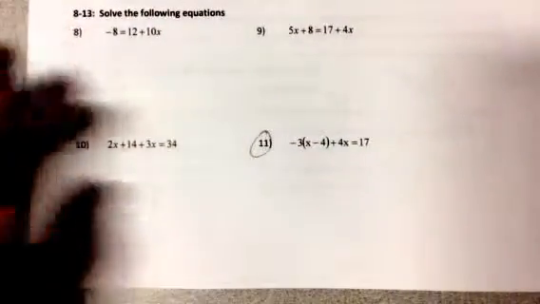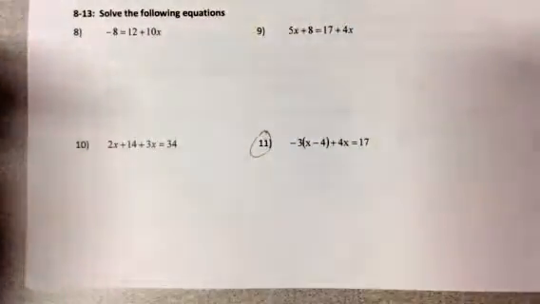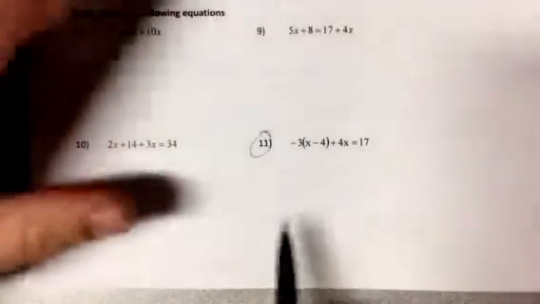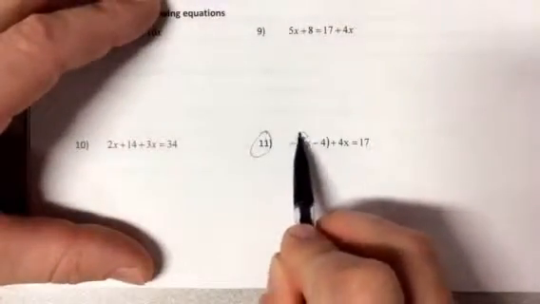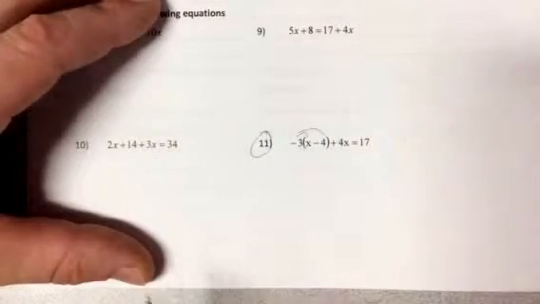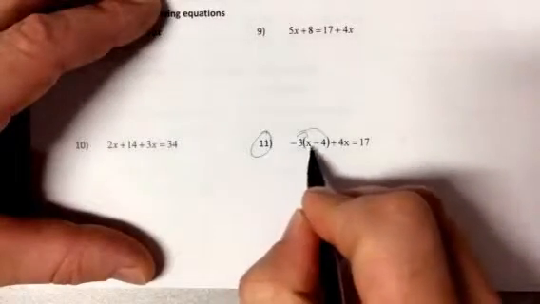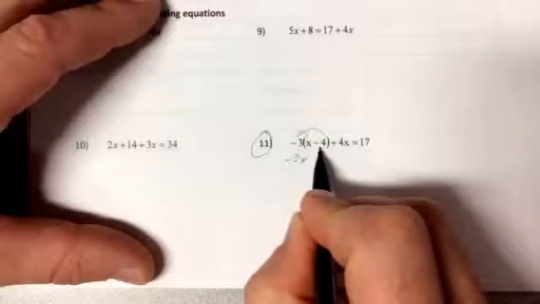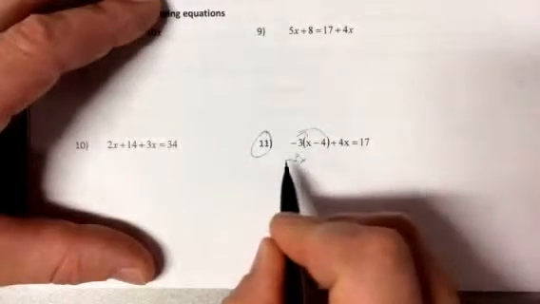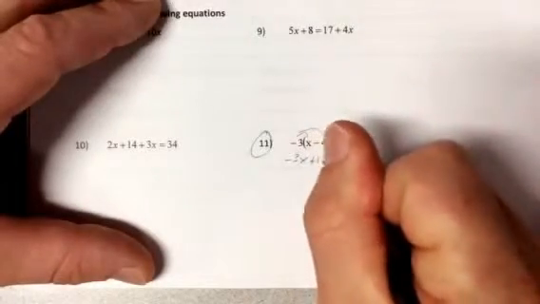For number 11, how do we solve this? Our first step is always going to be to distribute if we have distributive property to do. So I'm going to distribute this -3 to the x and to the -4. Distribute means I'm going to multiply both. So -3 times x is -3x. -3 times -12 is a positive 12.